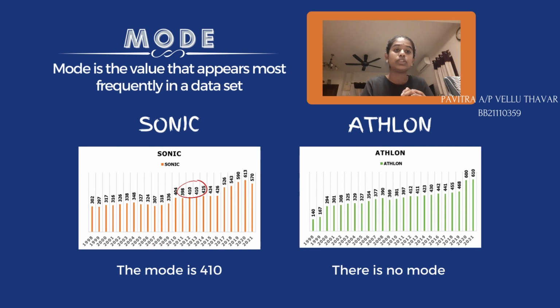Move on to mode. Mode is the value that appears most frequently in a data set. The mode for the Sonic firm is 410, which is the value that appeared in the years 2012 and 2013, whereby there is no mode for the Athlon firm.